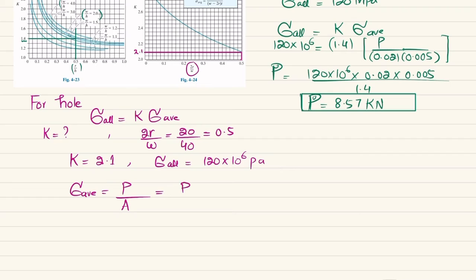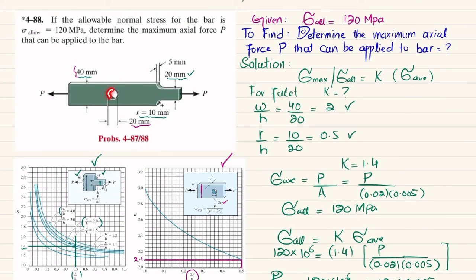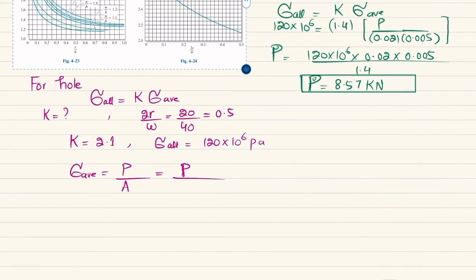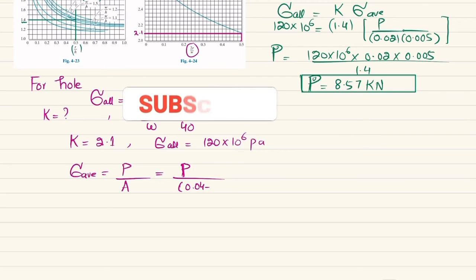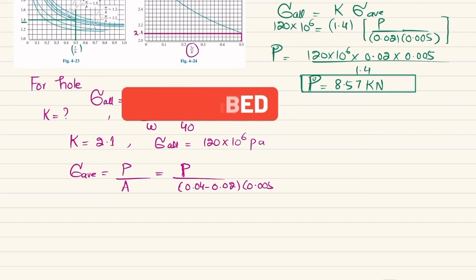The load which we want to calculate, divided by the area. You can see this bar contains a hole. So what will be the cross-sectional area? This cross-sectional area will be this W minus the hole, into the thickness. So W is 40, the thickness is 5, and the diameter of the hole is 20. So I will write 0.04 minus the diameter of the hole, which is 0.02, into the thickness 0.005.